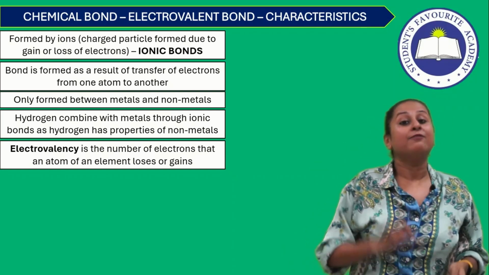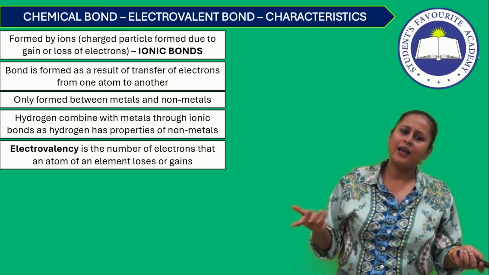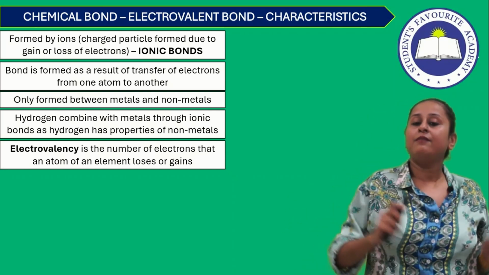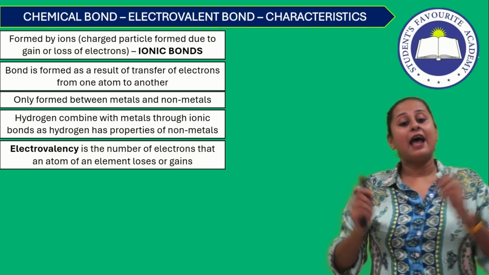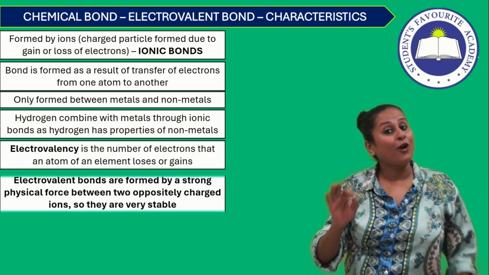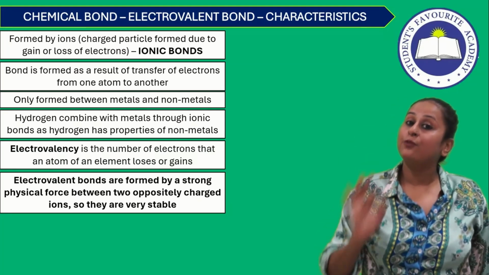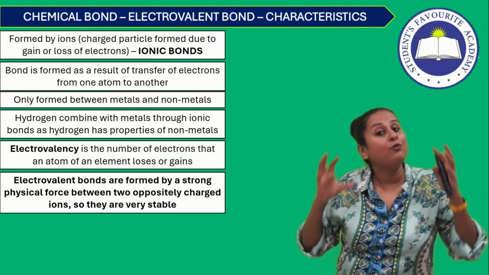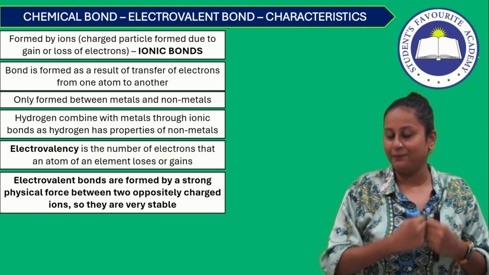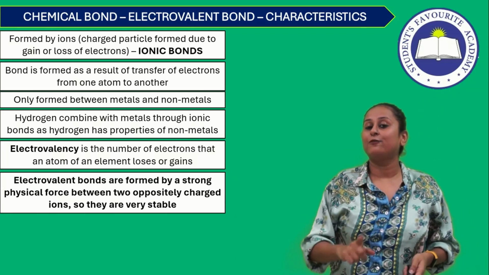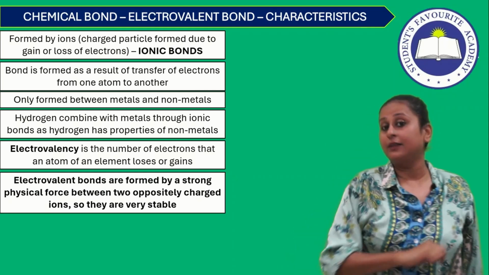All right, in what type of a bond? Electrovalent bond. So this is a very, very important topic. You have to understand this. And electrovalent bonds are always formed between two ions which have a strong physical force between them. Remember this, the electrostatic force of attraction is a physical force.